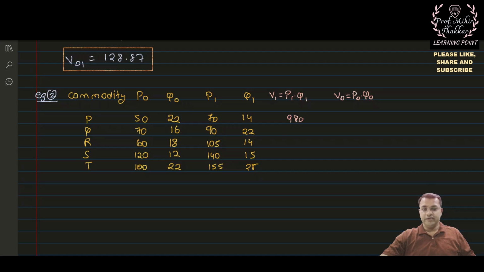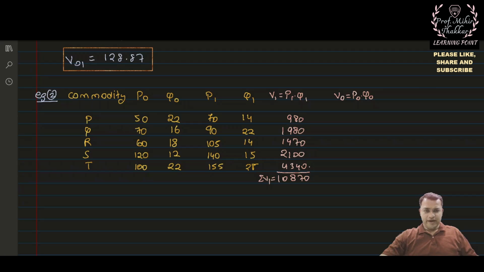So 70 into 14, that will give you 980. 90 into 22, that will give you 1980. 105 into 14, that will give you 1470. The next number 14 into 15, that will give you 2100, and the last number that will give you 4340. So if you add all these numbers, you will get the total as 10,780, the required value of numerator, which is summation V1.